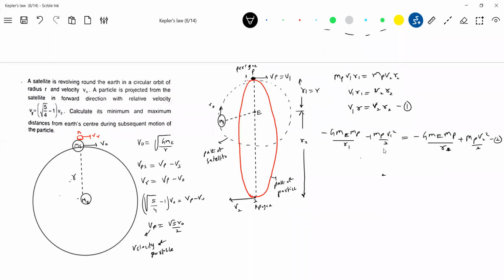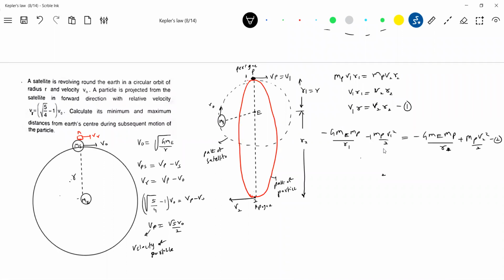Solving these two equations, what are the unknowns? But we don't know V1, no? V1 is what? V1 is Vp. We know V1 and R; V2 and R2 are two unknowns. Two equations, two unknowns. Solving them will give the required answer. You have to work it out. Anybody got the R2 value?